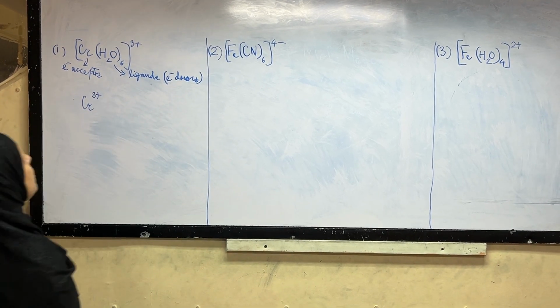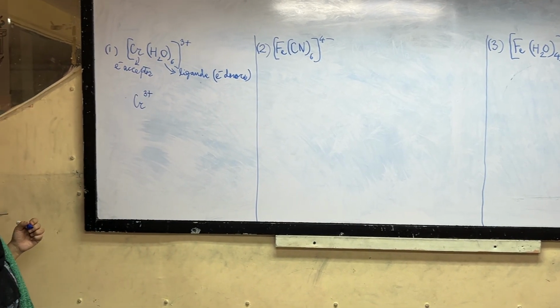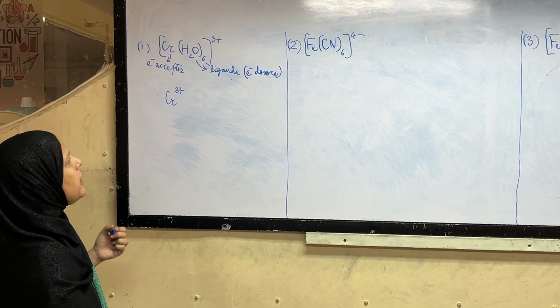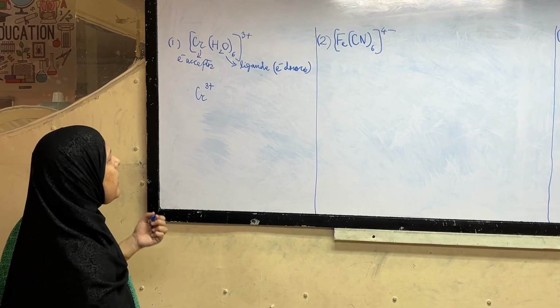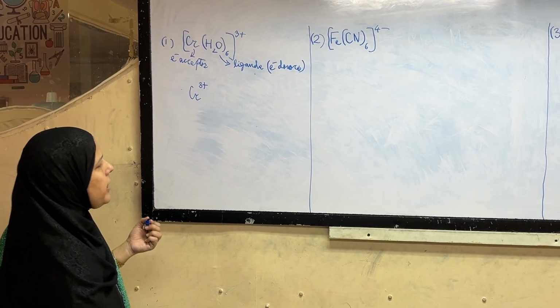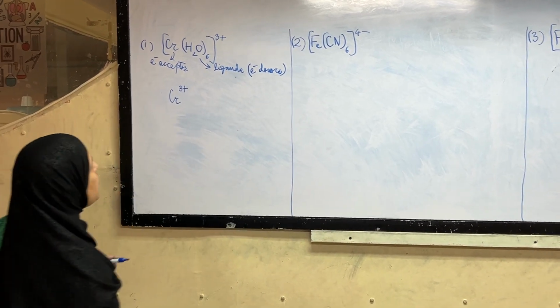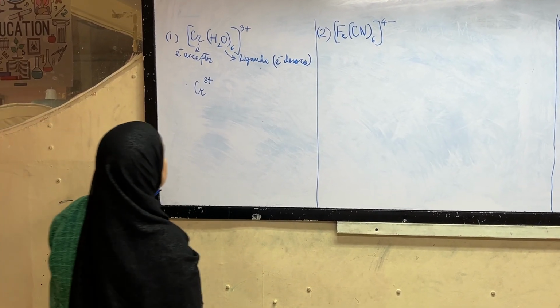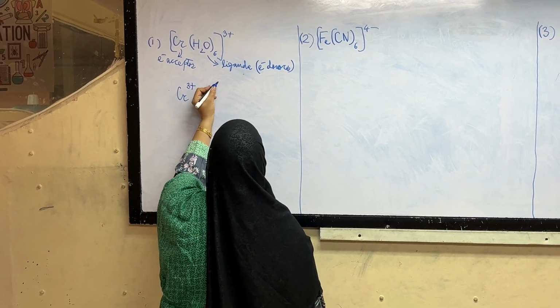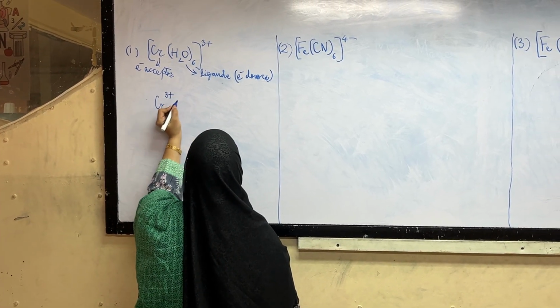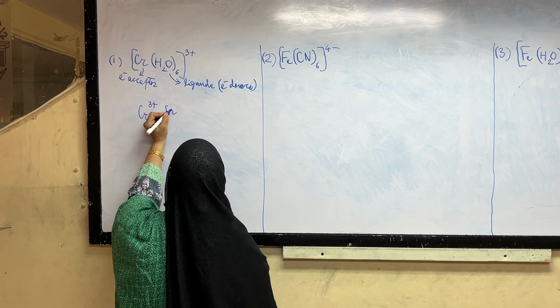So instead of water molecules, you can have other small molecules like carbon monoxide. You can have ions like cyanide, chloride, fluoride, and so on. These are all ligands which donate electrons to the central metal ion. So in order to understand the bonding, let's begin with the electronic configuration of chromium.